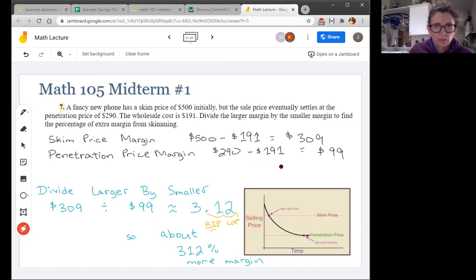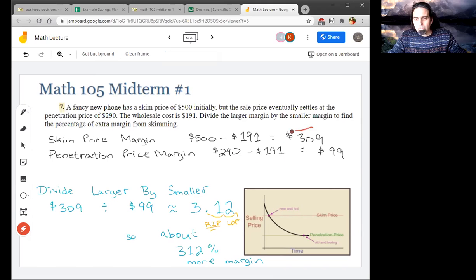Can you repeat the question? Sure. This number here, what we called margin or markup. It's the difference between the price tag the customer sees and what the store pays for it. But that's different than profit. This store didn't make a $99 profit on the phone, even though it was a $99 margin or markup. Why is profit different?